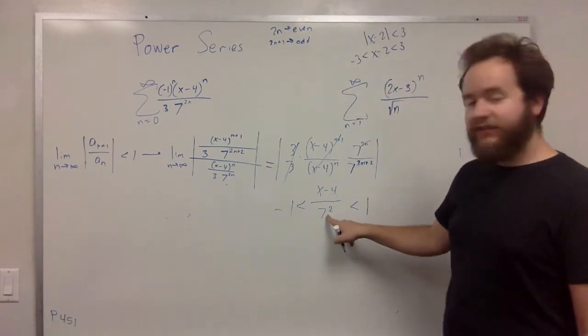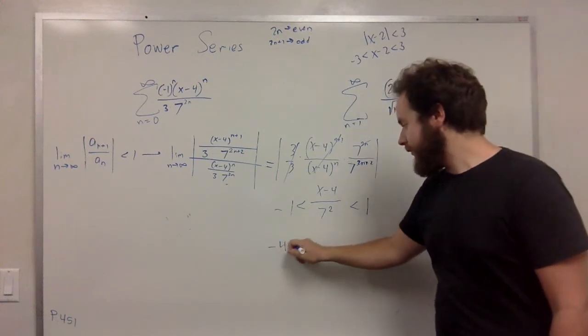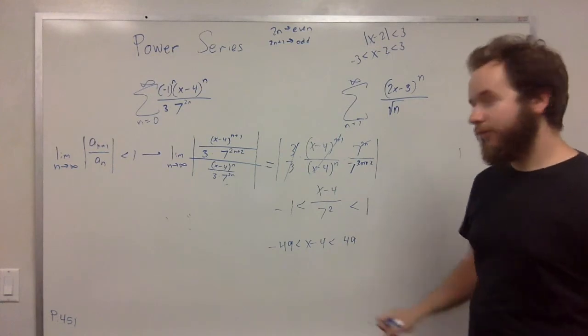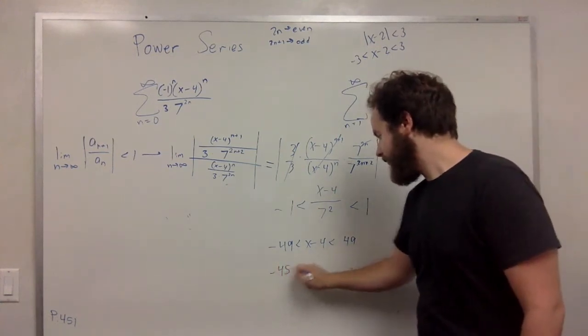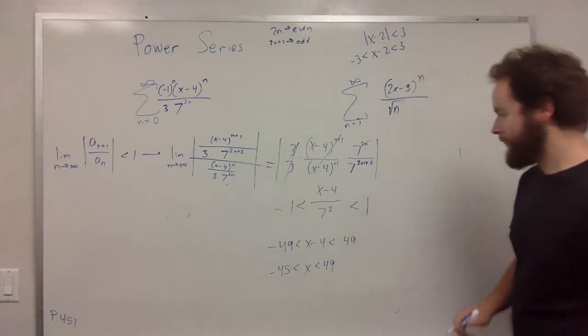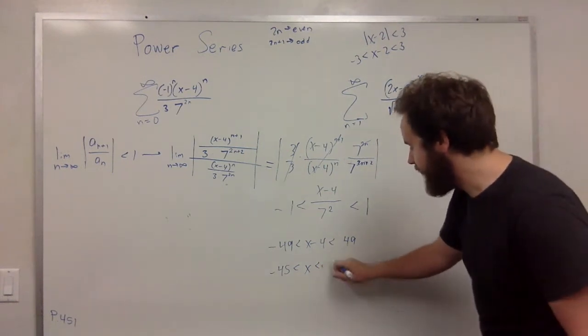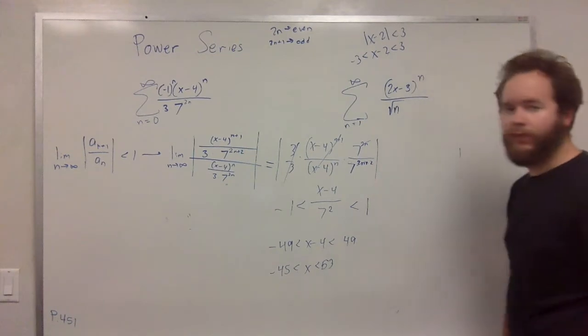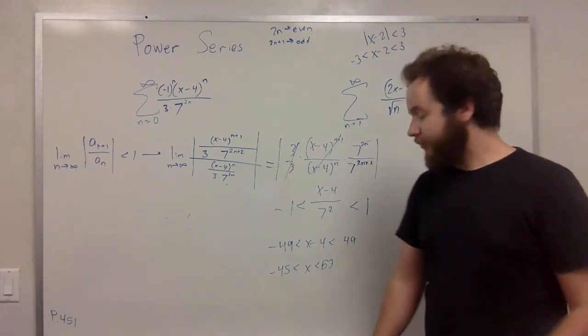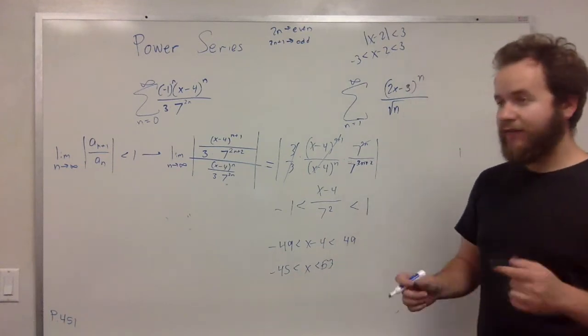I'm going to multiply both sides by 7 squared or 49 to give me negative 49 is less than x minus 4 is less than 49. Then I'm going to add 4 to both sides to give me negative 45 is less than x is less than 49. So 53, I should say, if I can add. Okay. We're almost out of the woods. Our interval of convergence looks like it's just negative 45 to 53, but you have to check your endpoints.